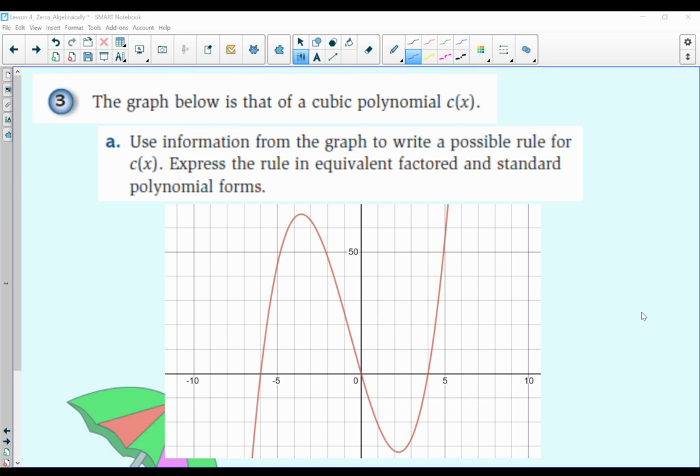All right, so hopefully you've had a chance to try this one. It says the graph below is that of a cubic polynomial. So we have another cubic function, and it's asking us to write a possible rule. So what could be a possible equation for this?